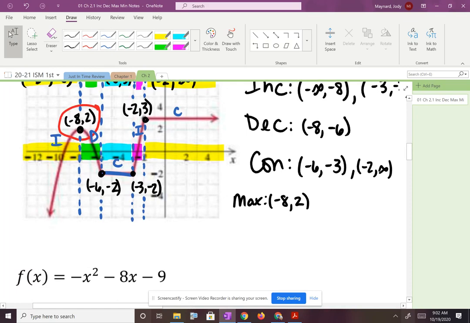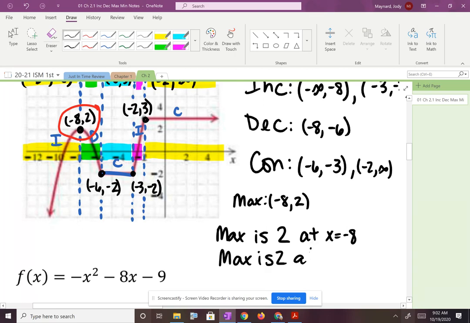It's going to say, now the maximum is, what is the highest value? So if I ask you, what is the highest value? Are you going to tell me an X value or a Y value? A Y value, right? So that's what we're going to say. The maximum is 2. And where does it occur? That's the X value. So it's at X equals negative 8. But if it just says type integers, just say this. The max is 2 at negative 8.